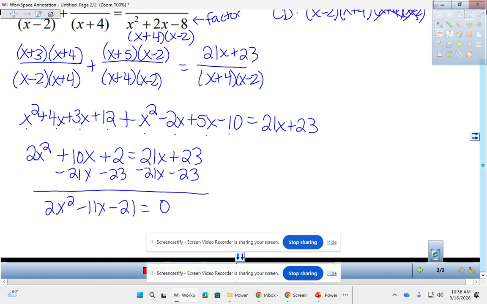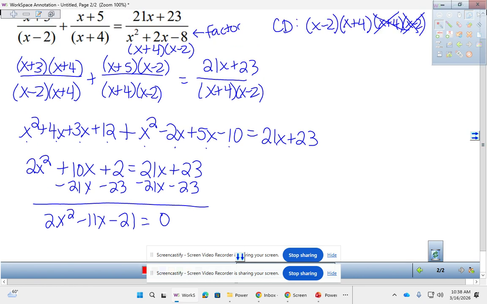So I am going to just bring this up here. 2x squared minus 11x minus 21 equals 0. It's factored by grouping because that's a 2. 2 times negative 21 is negative 42. So I'm looking for something that multiplies to negative 42 and adds to negative 11. Those numbers are negative 14 and 3.